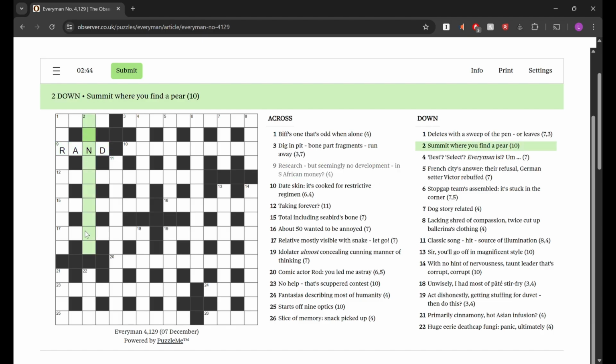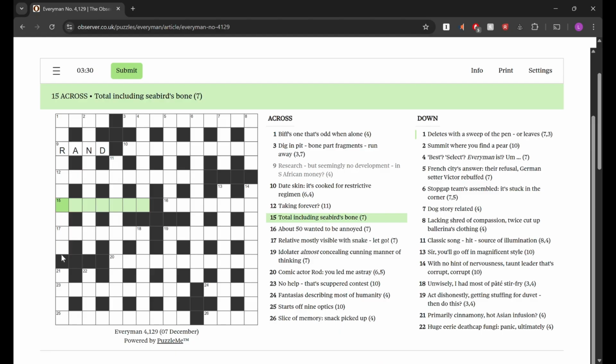2 down, summit where you find a pair. It's a double definition. A summit like an apex or acme, or where would you find a pair other than on a tree? Let's come back. Let's go 12 across. Taking forever? Question mark. I don't think I'm going to be able to get that without the crosses.